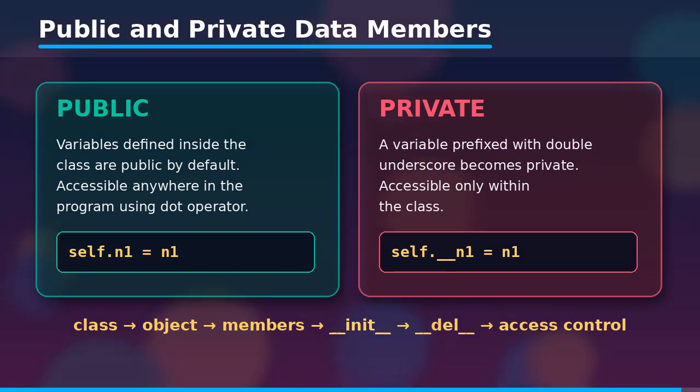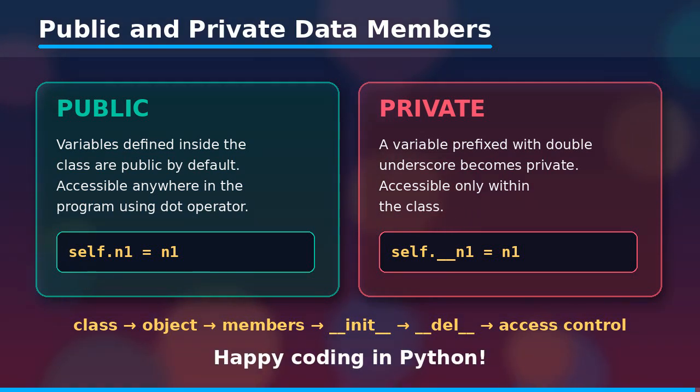And that is it. Class, object, members, constructor, destructor, and access control. Happy coding in Python.